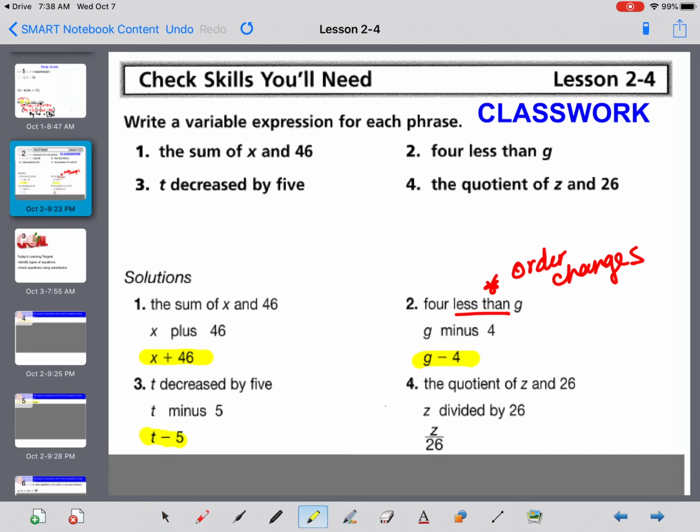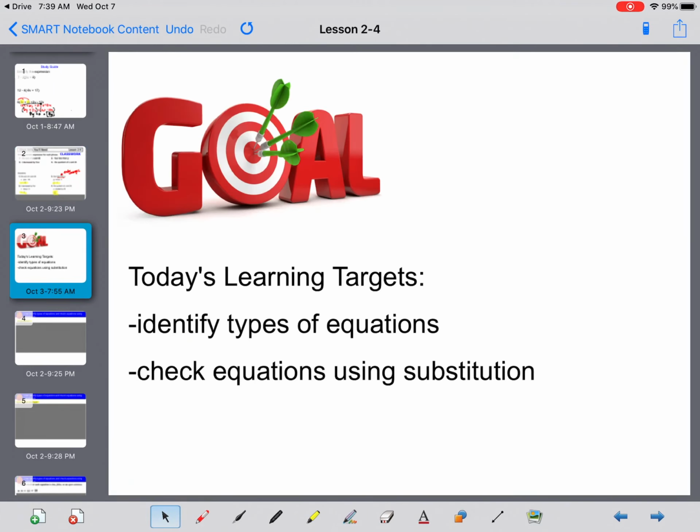Number 3, t decreased by 5, t minus 5. The quotient of z and 26, z divided by 26. All right, you're all warmed up. Let's work on today's lesson.